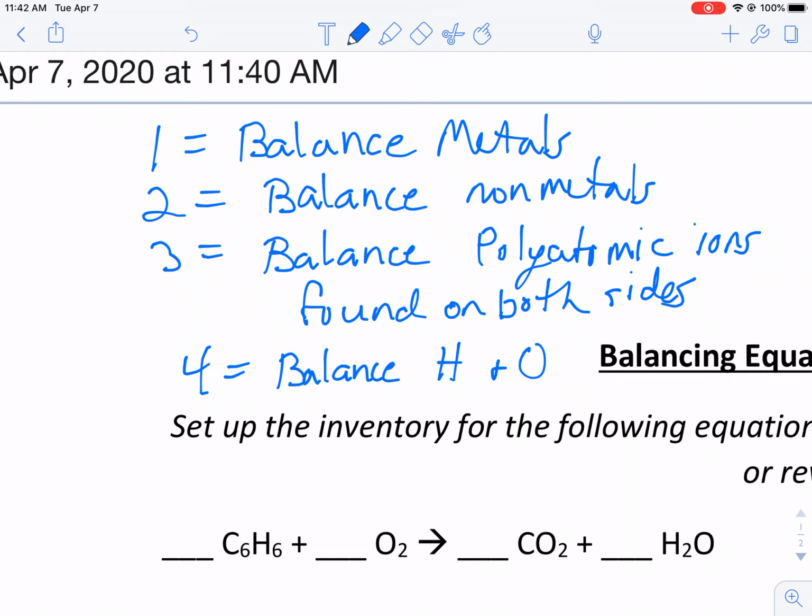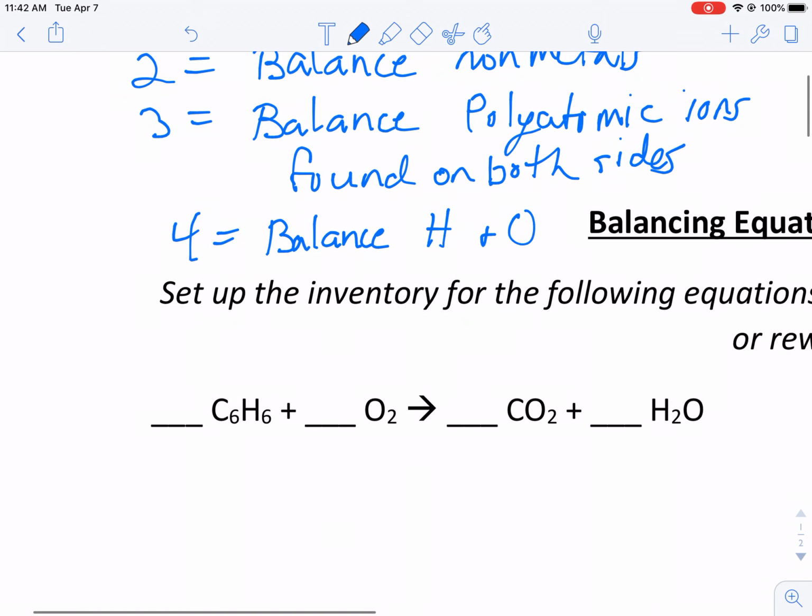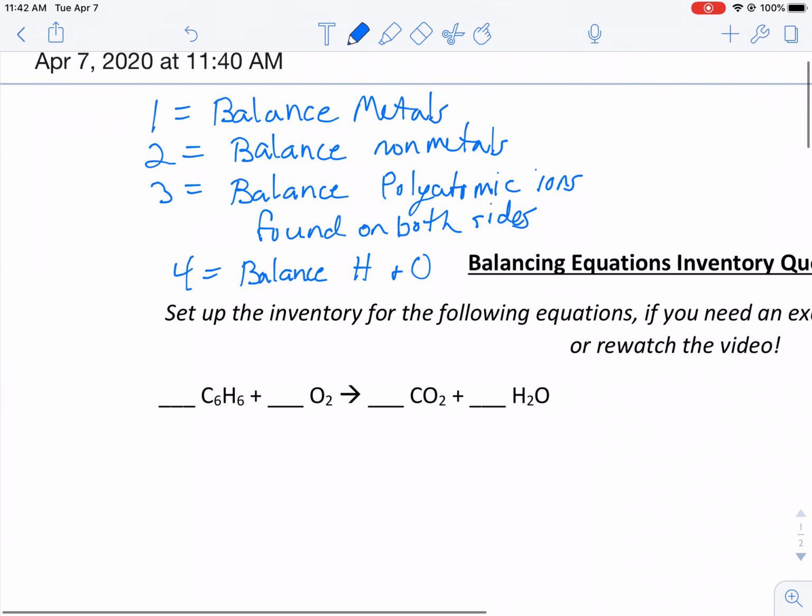Now that's not saying if oxygen is in a polyatomic ion that we don't balance it. It's just saying that if hydrogen and oxygen are by itself, we want to try and save that till the very end. Okay? So let's just look at doing the inventory. And the reason I showed you the balancing steps is because almost all of you are having trouble with the polyatomic ions found on both sides.